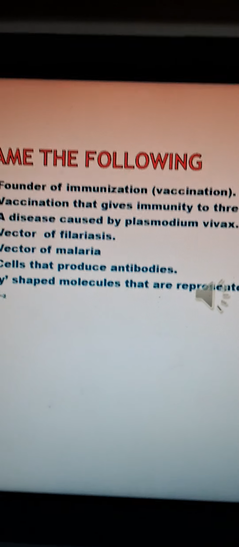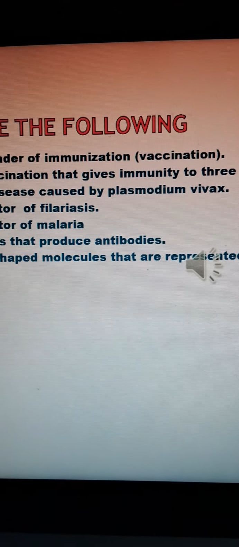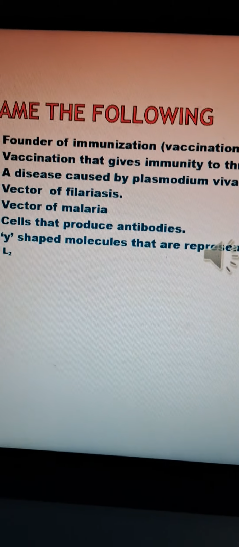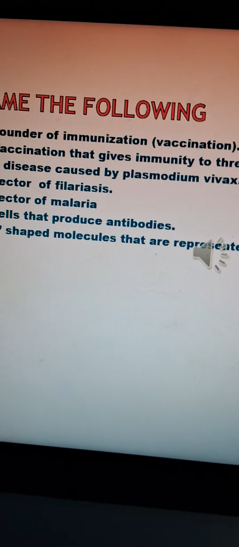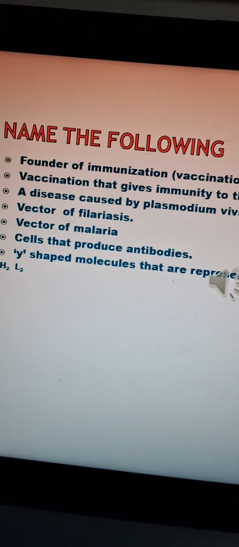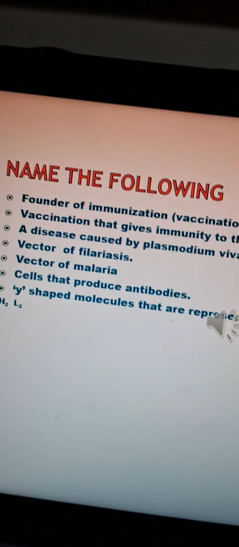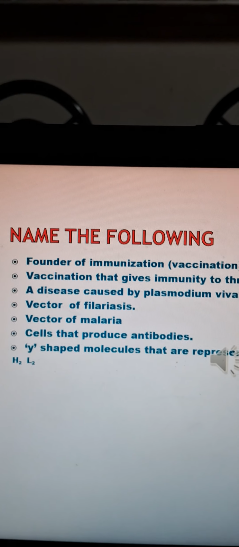Name the following. 1. Founder of immunization. 2. Vaccination that gives immunity to 3 different bacterial diseases together. 3. A disease caused by Plasmodium vivax. 4. Vector of filariasis. See the textbook also. See the slides and see the textbook for answering on this. 5. Vector of malaria. 6. Cells that produce antibodies. 7. Y-shaped molecules that are represented by H2L2.